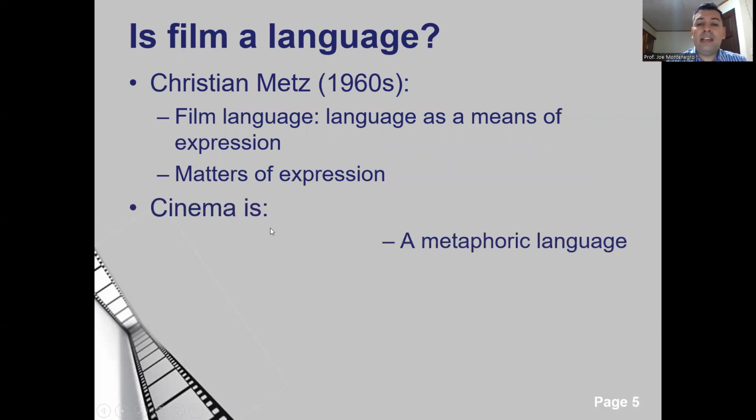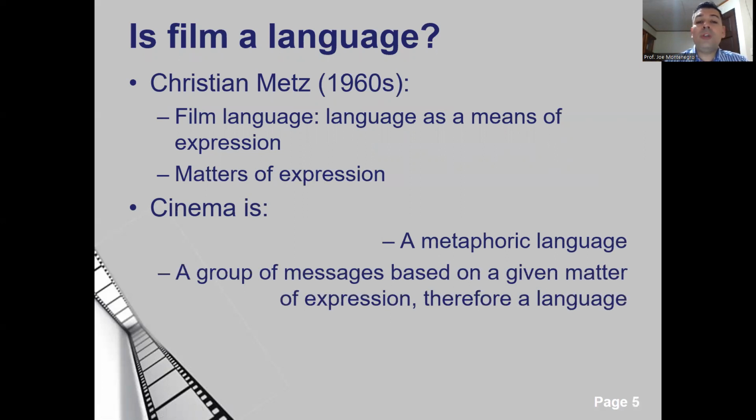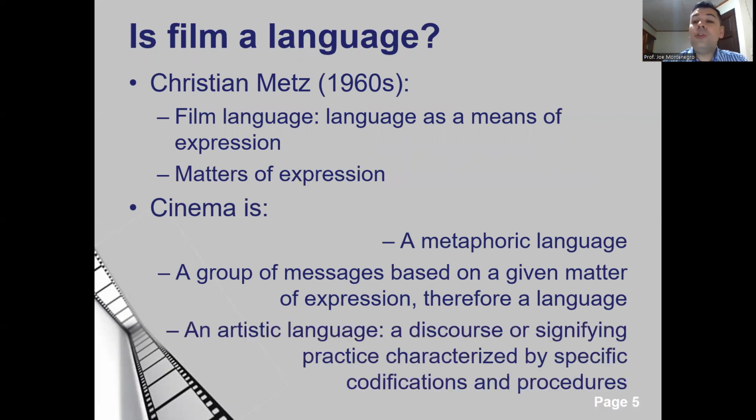So cinema is a metaphoric language, like I already explained. It is also a group of messages based on a given matter of expression, therefore it is a language. And it is also an artistic language. It's a discourse or signifying practice characterized by specific codifications and procedures. Those procedures and codifications are the ones that are used strategically and systematically to communicate a message, which is at the end, the theme of a movie, right? The final message of the film.